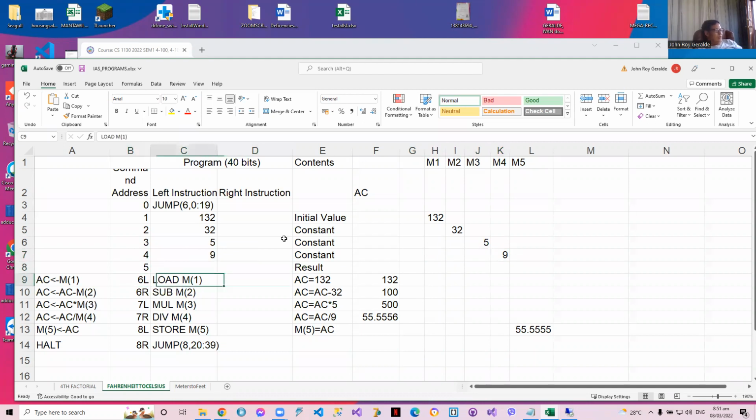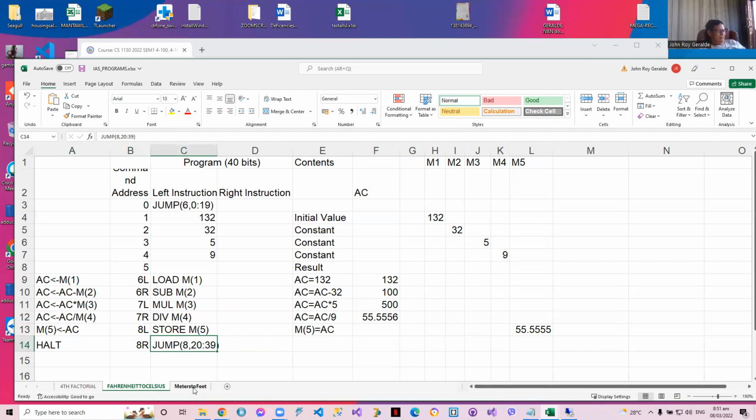So we have load M1. AC receives M1. So AC is 32. Sub M2. M2 is 32. So AC receives AC minus 32. This means 100 minus 32 minus 32 is 100. Okay. Mul M3. So we multiply it by 500. And then div M4. We divide it by 9. It's 55.6. And we store M5. This is now 55, and we have halt. Any questions?